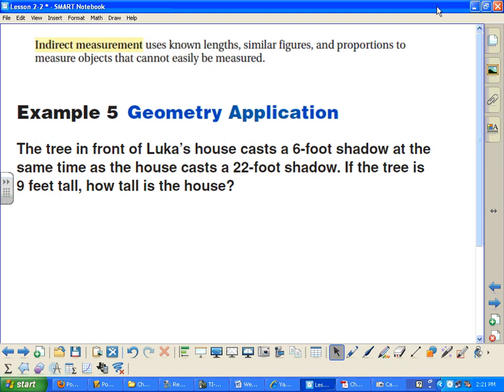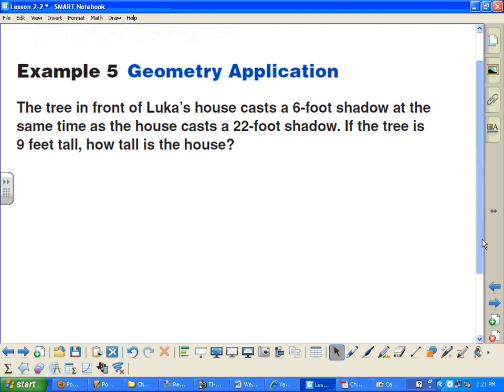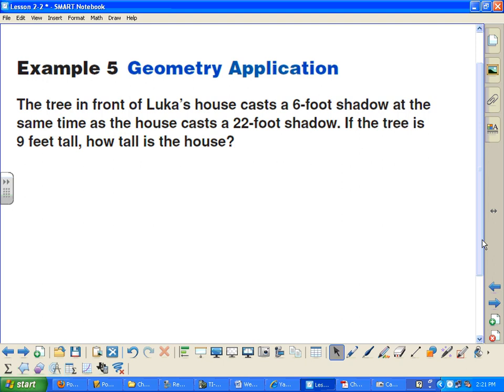Indirect measurement uses known lengths, similar figures, and proportions to measure objects that cannot easily be measured. So here we have a tree in front of Luca's house. It casts a 6-foot shadow at the same time as the house casts a 22-foot shadow. If the tree is 9 feet tall, how tall is the house?